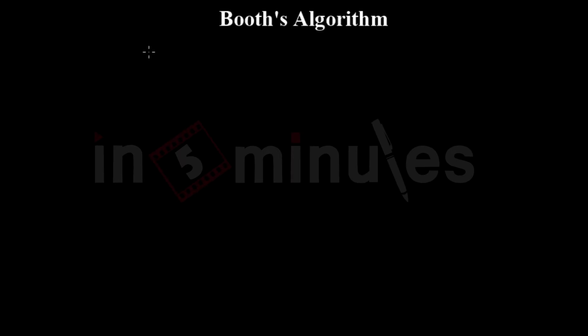In this video, we will study Booth's algorithm. Booth's algorithm performs multiplication of two signed numbers in iterative steps. For each iteration, the operation to be performed is decided by examining each pair of two consecutive bits from the multiplier. The register structure used for Booth's algorithm is as follows.